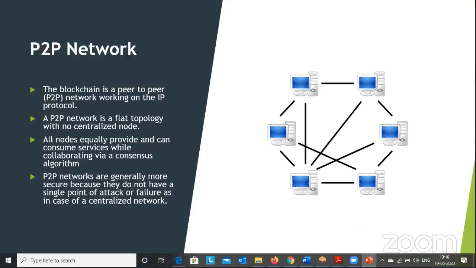Now we have to understand that the blockchain network is known as a P2P network. Here you can see the structure of a P2P network. The blockchain is a peer-to-peer network working on the internet IP protocol. A P2P network is a flat topology, so there is no centralized node. All the nodes equally provide and can consume the services, which provides security in P2P networks.